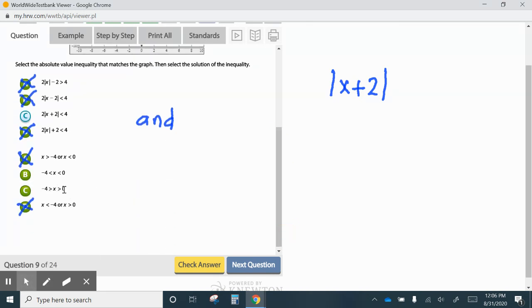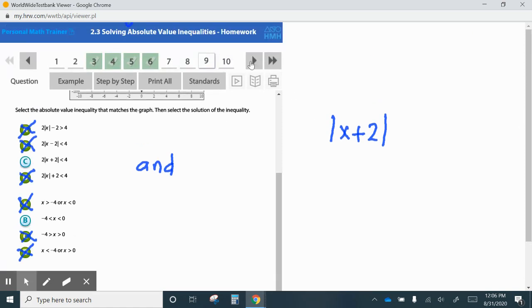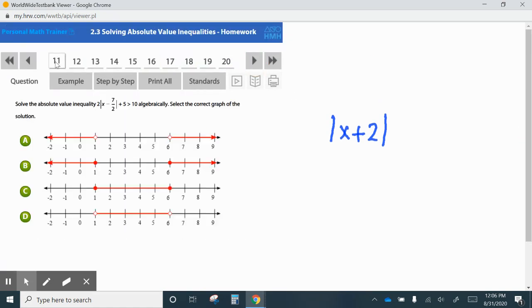Now, the inequalities never face the direction for C. They never face that direction. It's always in that direction. So the answer is B. Okay. Now that's question number 9. Now let's jump to question number 11. Okay, and let me erase this.